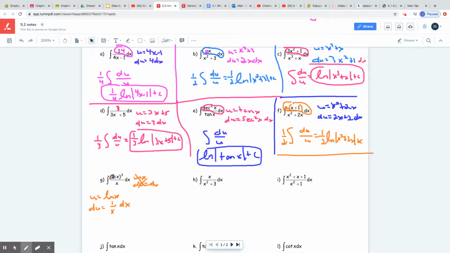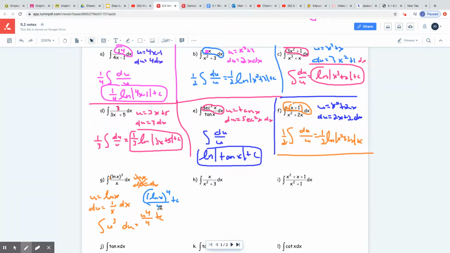We have 1 over x dx. All of that is my du, right? 1 over x dx. So I have du, and I'm left with u cubed. So this is just u to the 4th over 4 plus c, and we substitute u back in, so it is the natural log of x to the 4th power over 4 plus c.